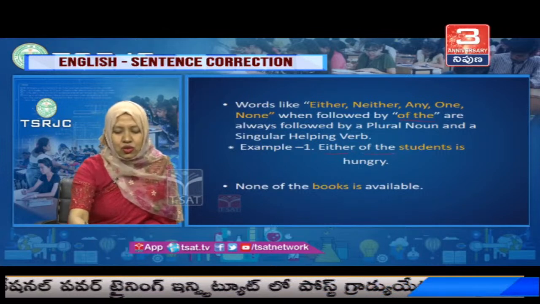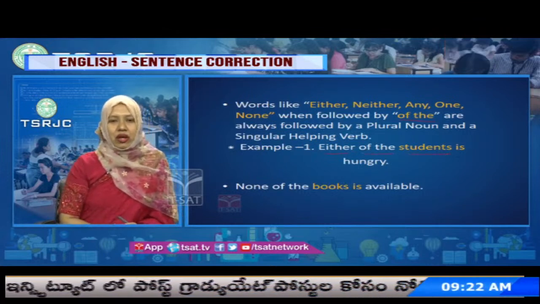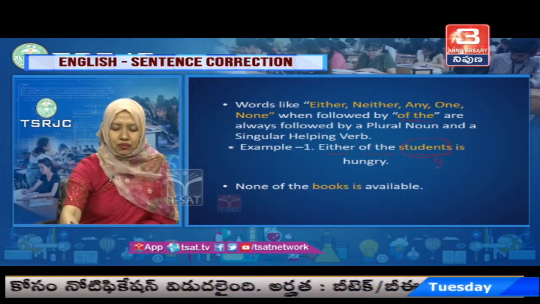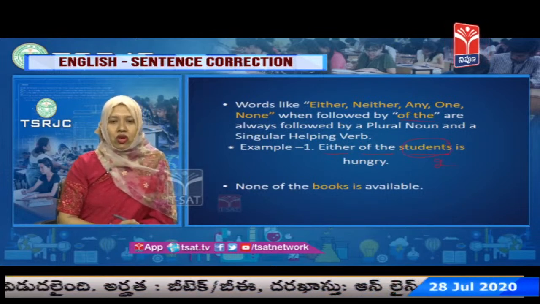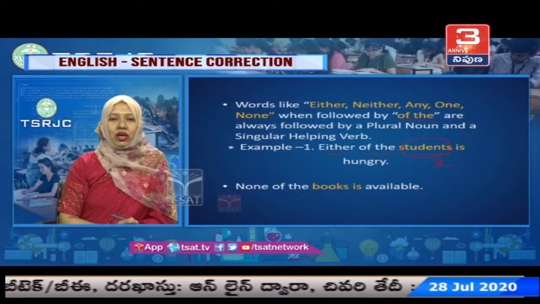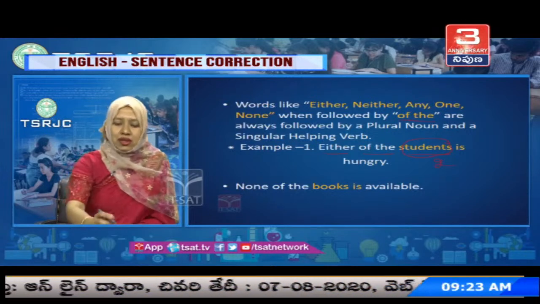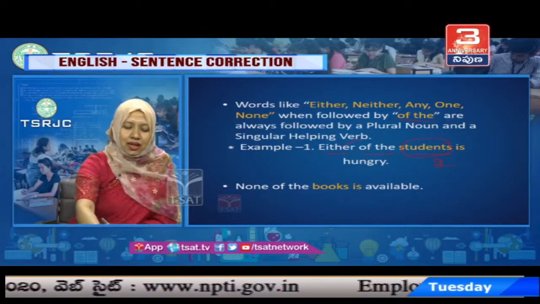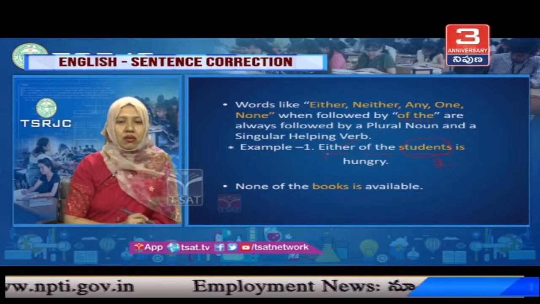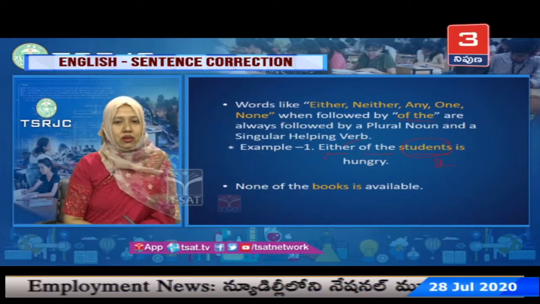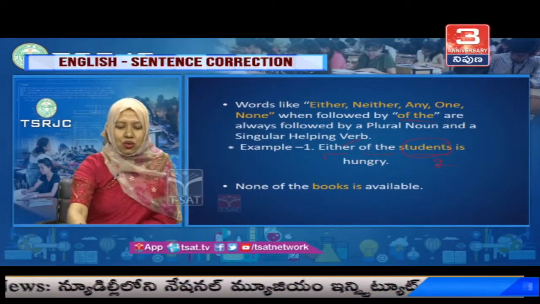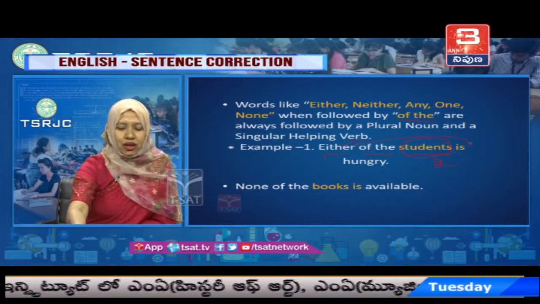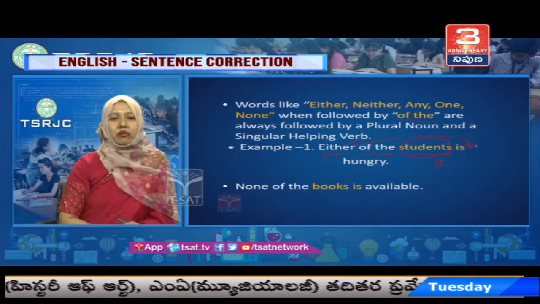Either of the students is hungry. Here, students, let us take two students. When we talk about two students, we are talking about one person here, because in the subject place either is used. Either refers to one person or one student. So out of two students only one is hungry. Because the subject is singular, we are using a singular helping verb here.